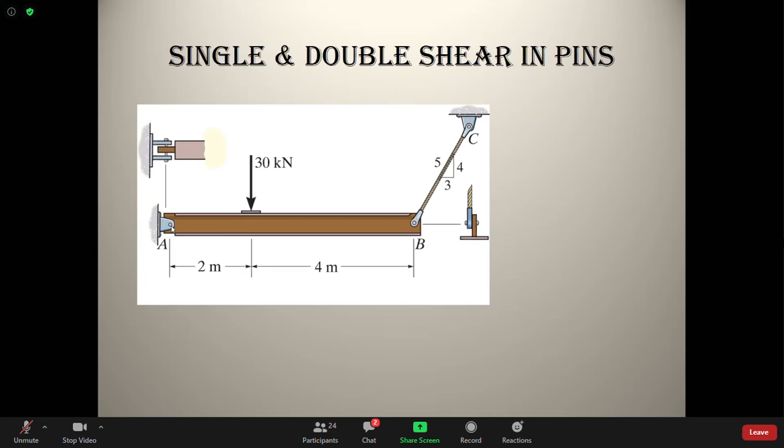But as opposed to that, if you see the construction of this pin, it is a little different. This pin is holding this member in this way.